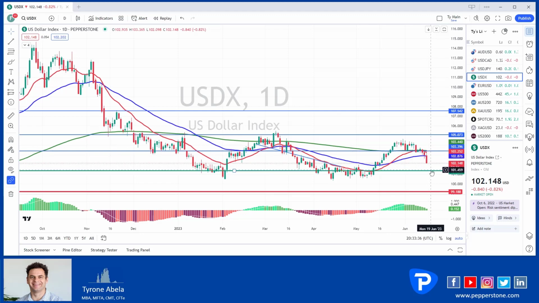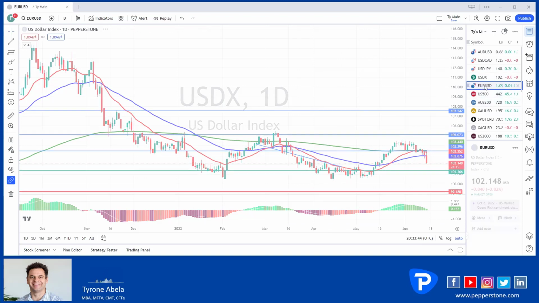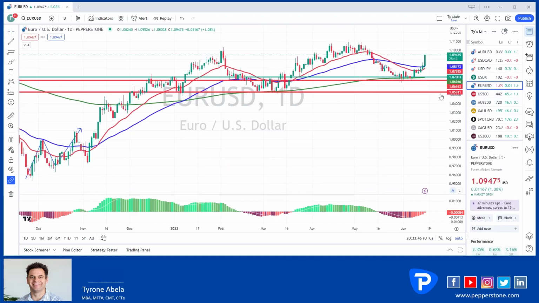But support is not very far away in terms of points. It's only about 60 points away from a pretty reasonable level of support. But of course, the euro is the one we want to be trading here. So we'll jump straight into the euro. And you can see we've had a big move up.